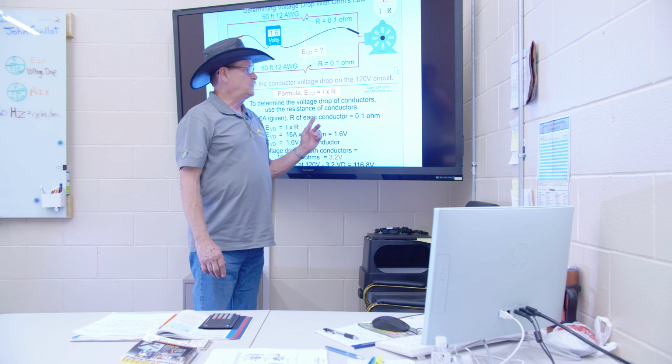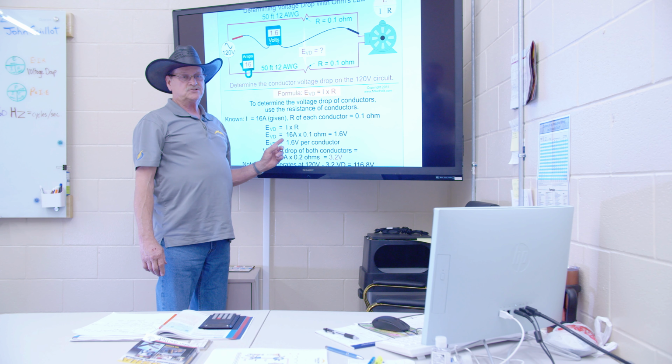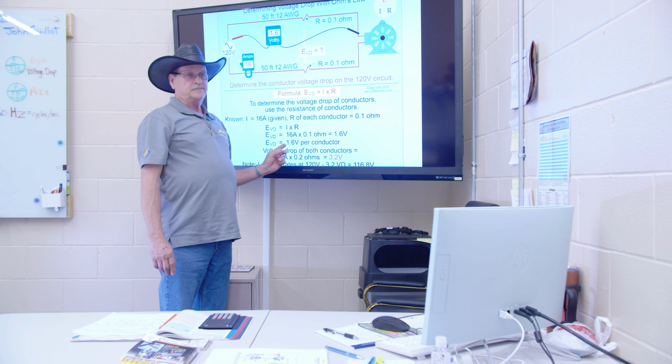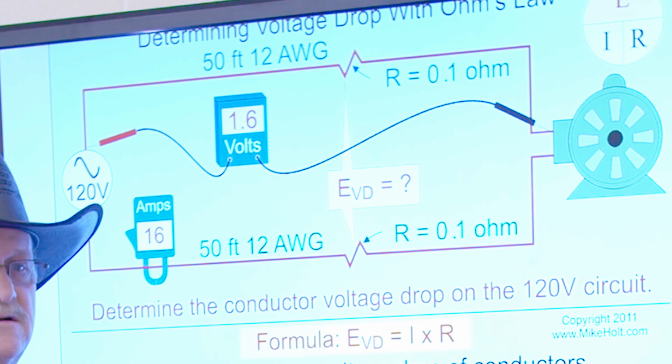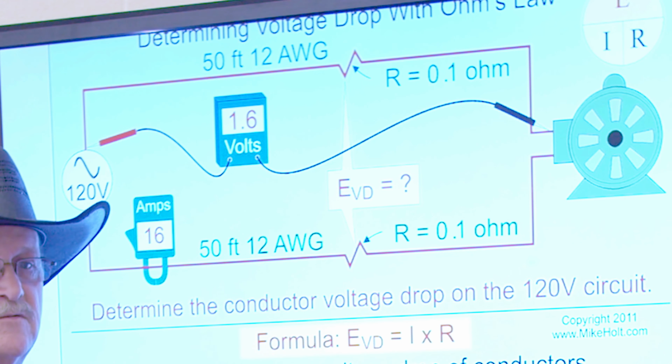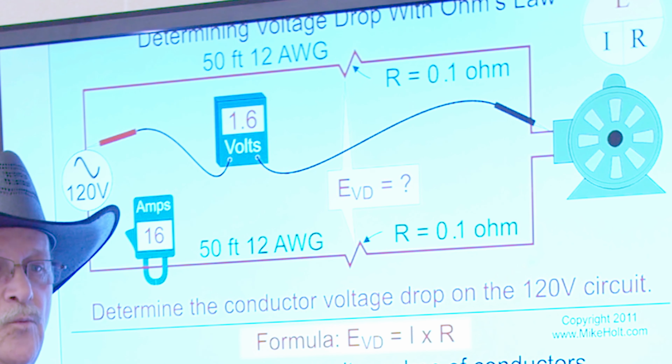Here is an instance where we would use the Ohm's Law wheel to calculate voltage drop in an actual circuit. This circuit is 50 feet from the source. The source is 120 volts. It's number 12 wire, so each conductor, the hot and the neutral, has a resistance of 0.1 ohms.